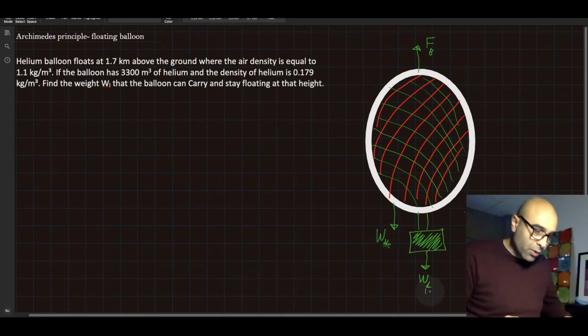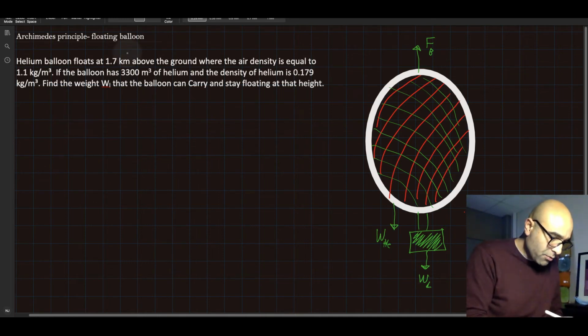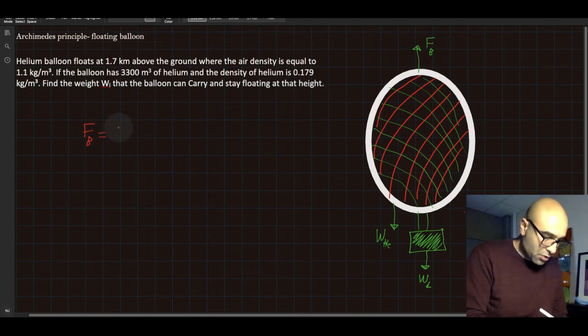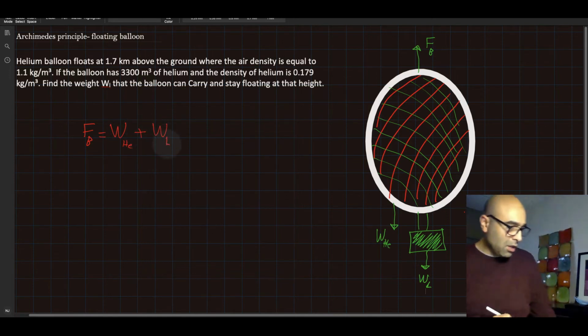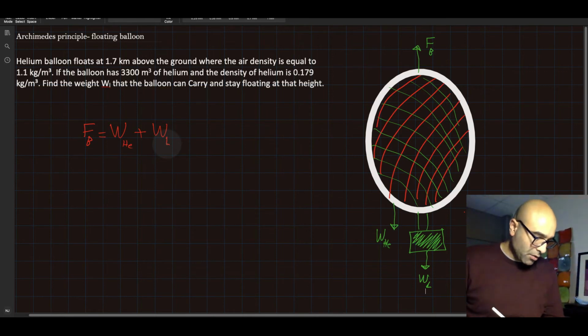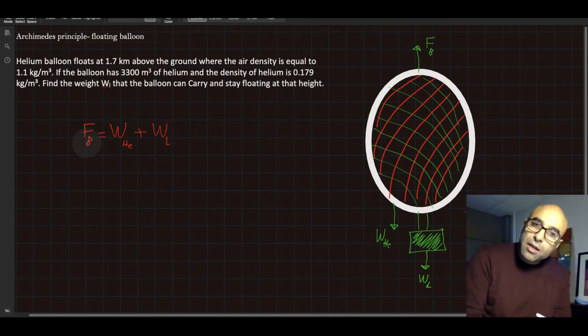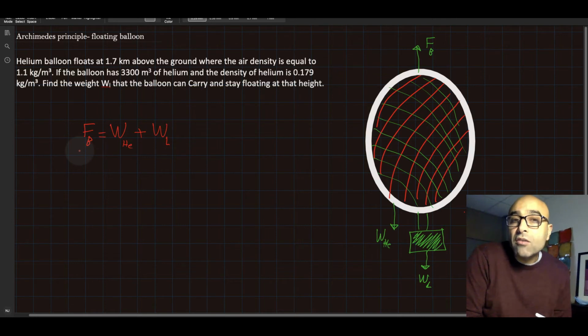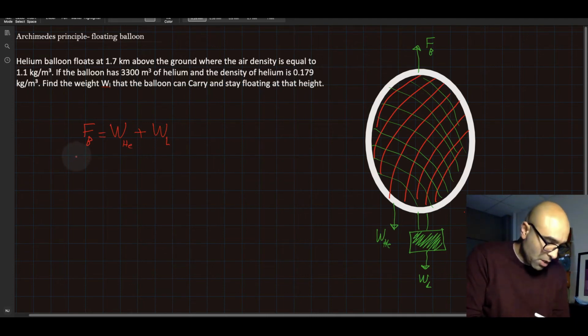All right, so at equilibrium, the buoyant force must equal the weight of the helium plus the load that the balloon is carrying. We know that the buoyant force is equal to the weight of the displaced fluid. The weight is equal to mass times gravity, and mass is equal to the density times the volume. So the displaced fluid is air.